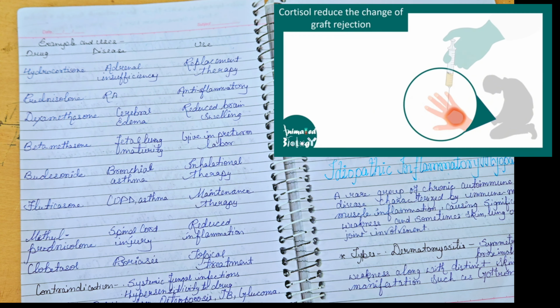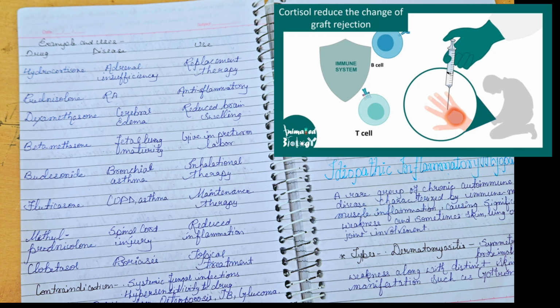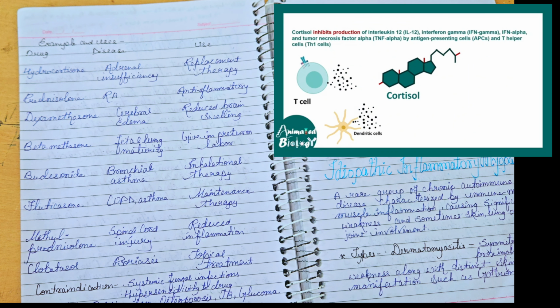Budesonide is used in which kind of disease? This is bronchial asthma. In bronchial asthma, there is inhalation therapy. So you use budesonide in the patient's asthma inhaler. In the inhaler there is budesonide, which will be inhaled and will relax the bronchospasm in the bronchioles and relax the lung muscle. So it is inhalation therapy.